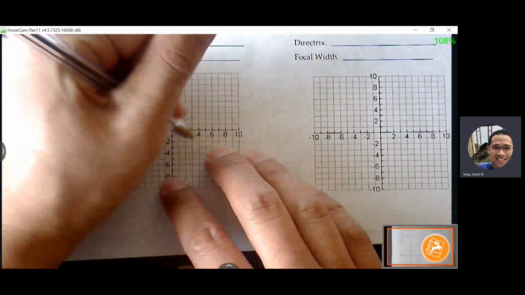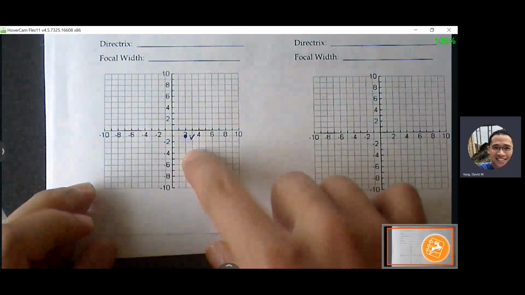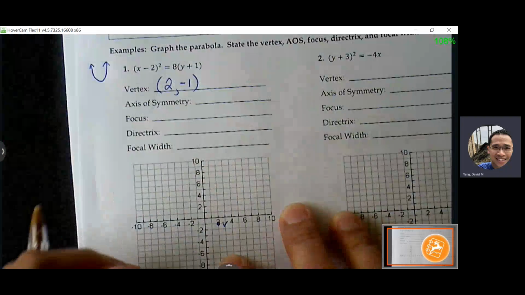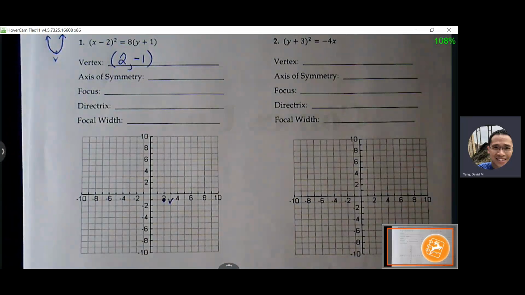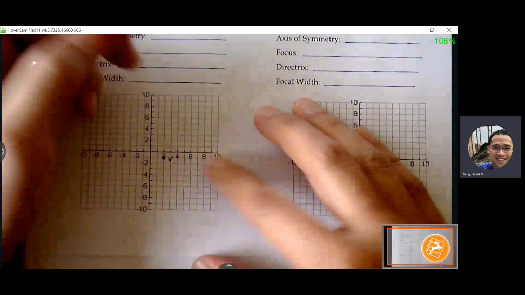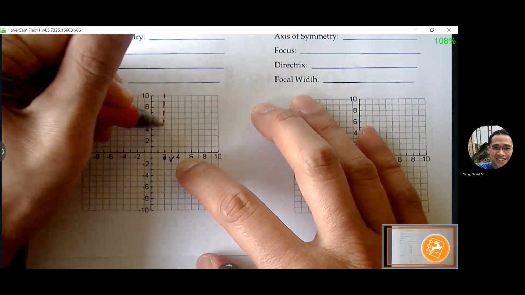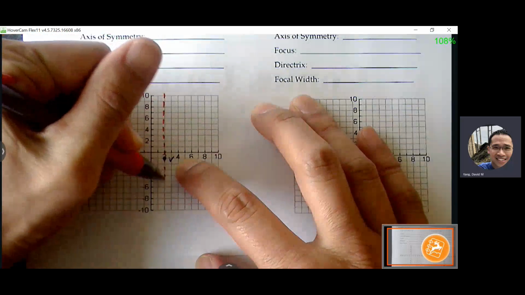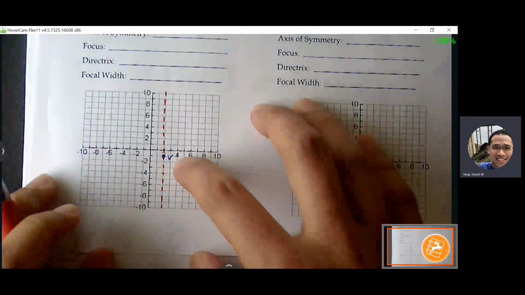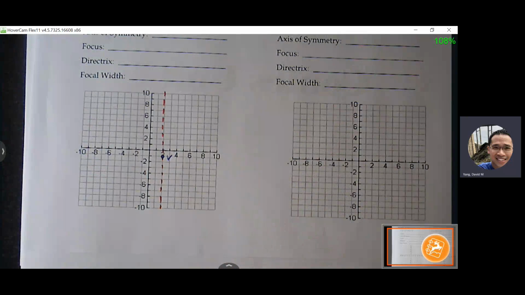I'll put a V next to that point. So I know that's really the center of my parabola. Let me use just a different color in here and highlight this. Here's my axis of symmetry. And I won't draw my parabola just yet, but at least I know that's my dividing line, which is going to split my parabola in half.